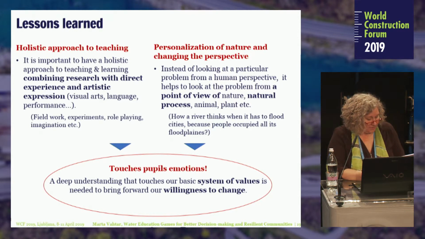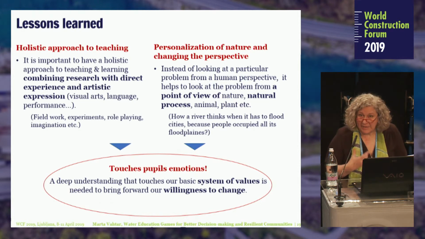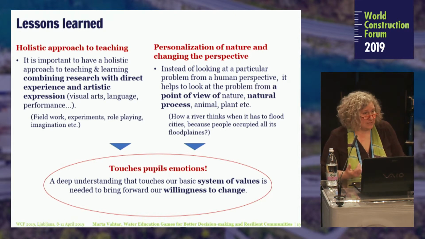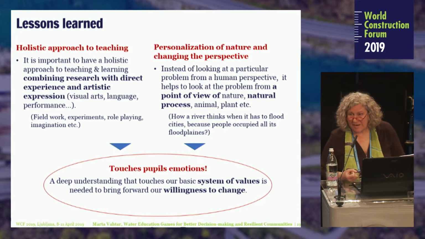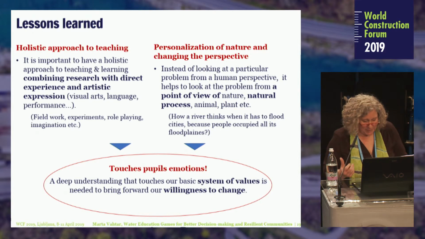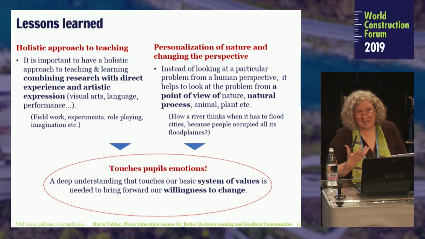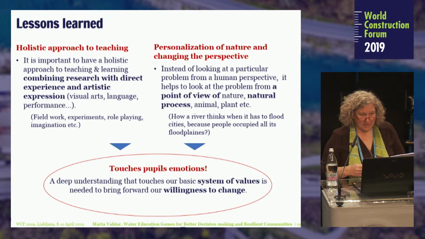For example, what if we think about a river as a lady who has a lot of water and has to flood a city because people urbanized all her floodplains? How she feels and thinks. She doesn't want to do all the damage, but she doesn't have space or room to do otherwise. So this is a dilemma that kids have to solve when they are engaging in those kinds of exercises.